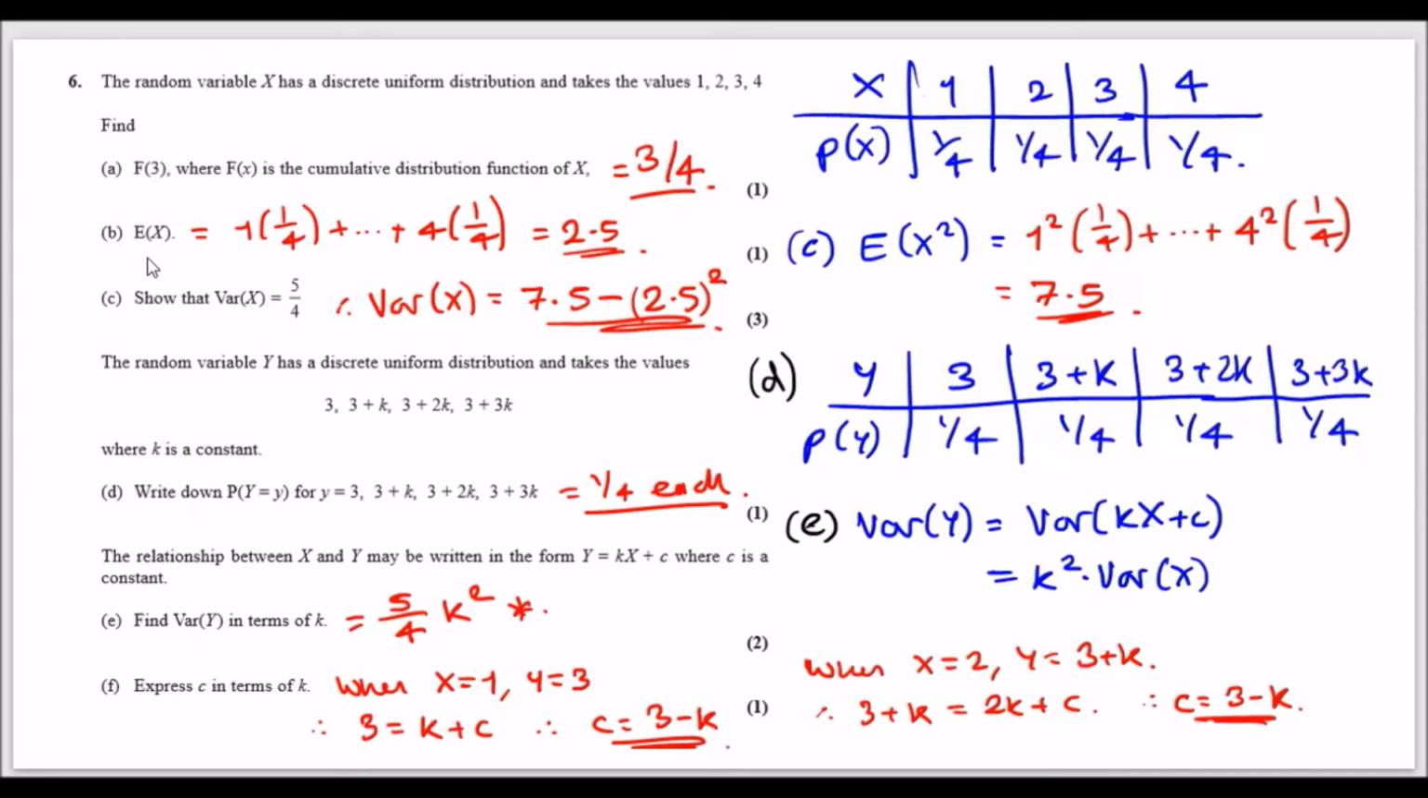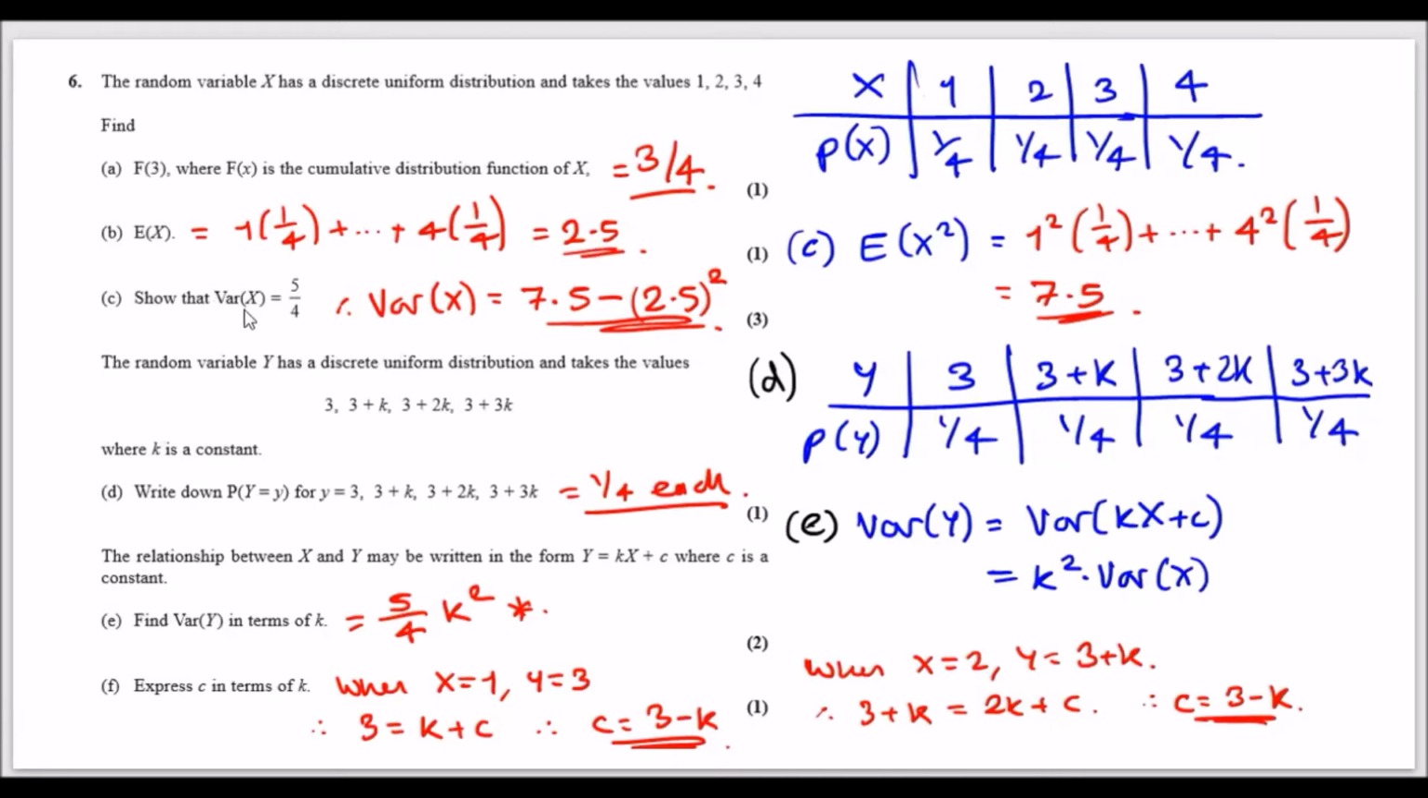This next one's easy, the expected value. Expected value just means that you're going to take the sum of each of the products of these values and probabilities. So you can do 1 times a quarter plus 2 times a quarter and so on all the way up to 4 times a quarter. I did it here, and you should get 2.5.